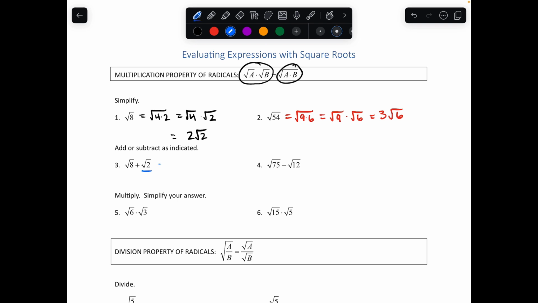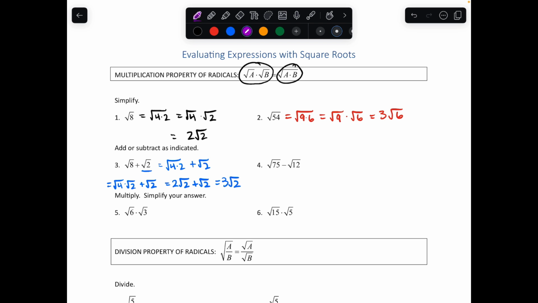This is going to be the square root of 4 times 2 plus the square root of 2. And so we can separate our 4 and 2, and this will become the square root of 4 times the square root of 2 plus the square root of 2. But what is the square root of 4? The square root of 4 is 2, and so we get 2 times the square root of 2 plus the square root of 2. So we have 2 copies of the square root of 2 and 1 copy of the square root of 2. So this is going to become 3 times the square root of 2.